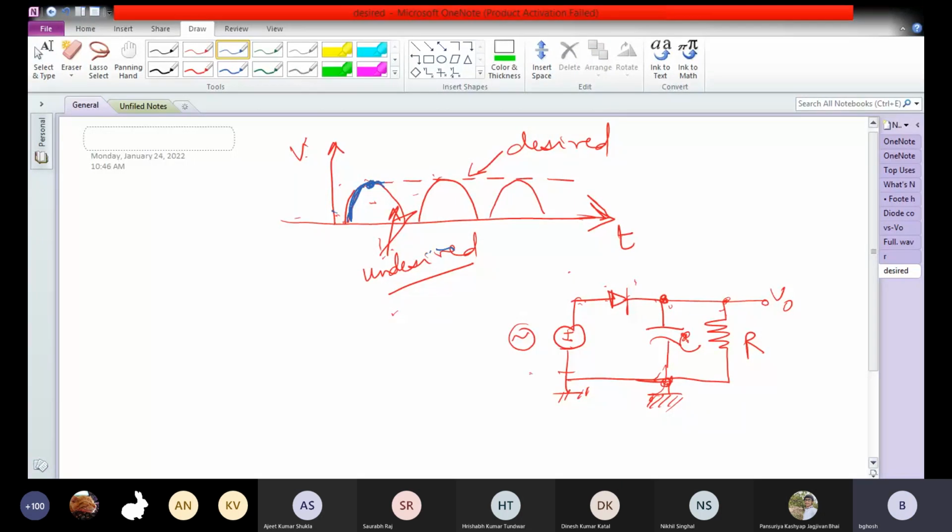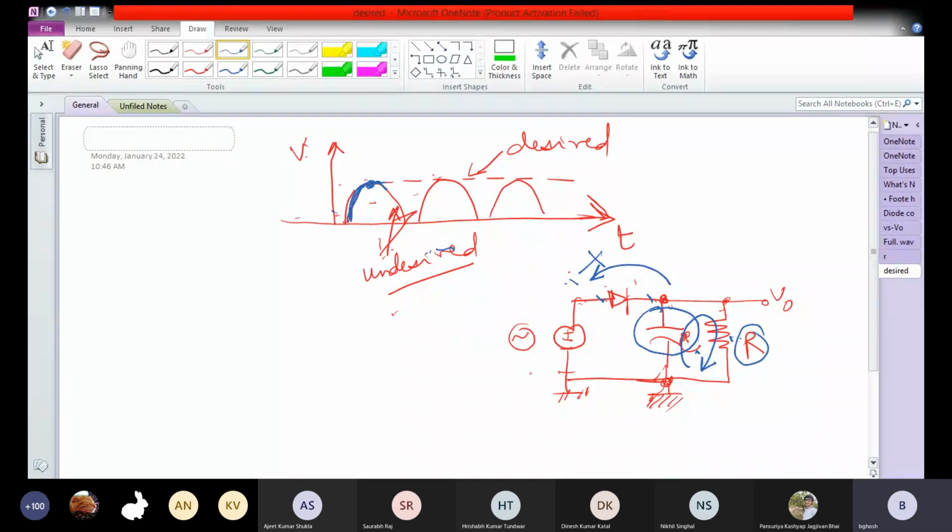Now the input voltage starts to drop. When the input voltage starts to drop, the capacitor voltage will also drop. But in order for the capacitor voltage to drop, the capacitor has to discharge. But it has no discharge path to this, because the current through the diode cannot flow from the N to the P junction. So the capacitor does not have a discharge path to this. The only discharge path of the capacitor is here. So the capacitance will discharge to R.